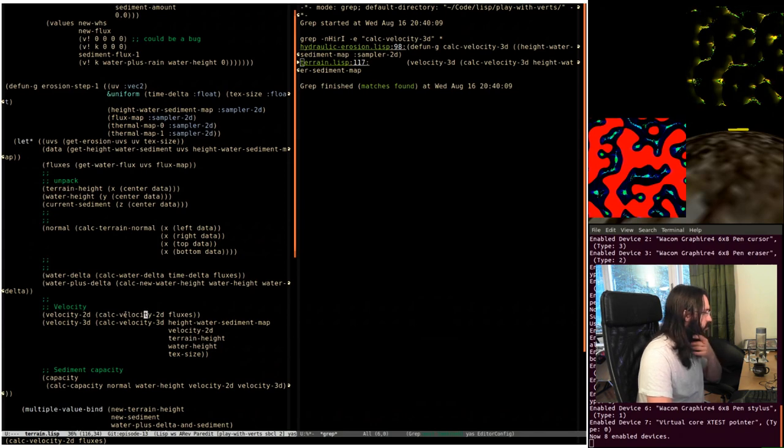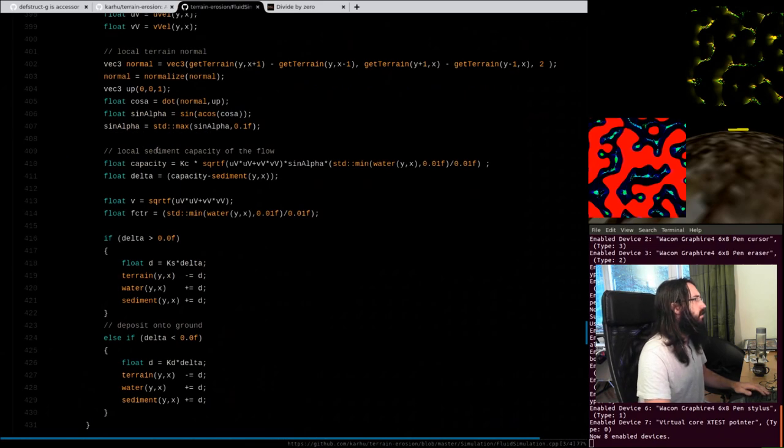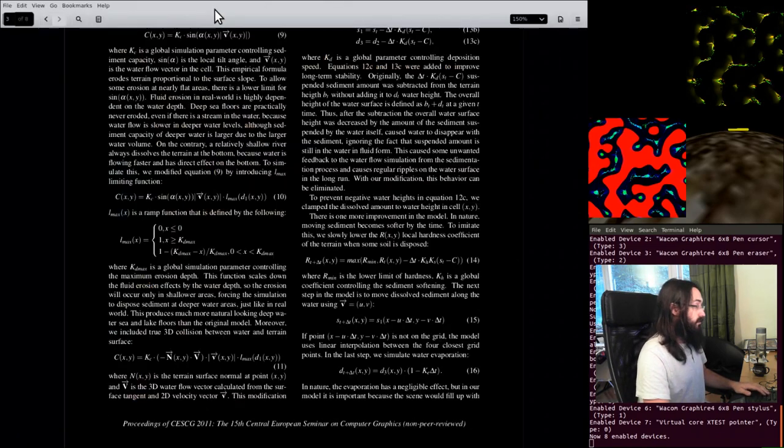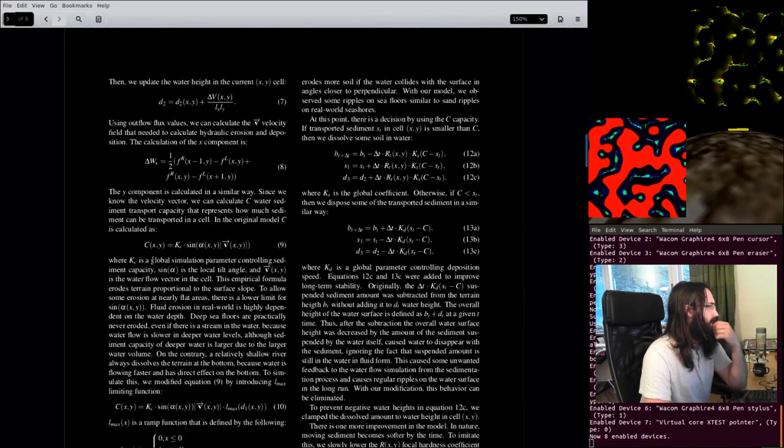So I guess we should check to see what the paper says about accumulating velocity over time. Back up here. The velocity field seems to just be calculated from the fluxes. With outflow fluxes, we calculate the velocity field.